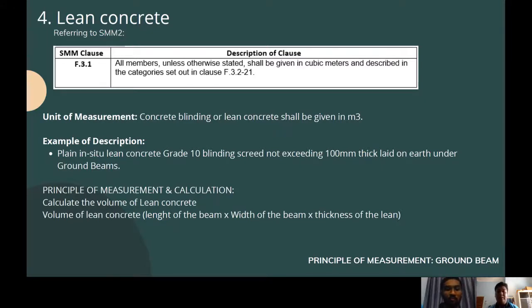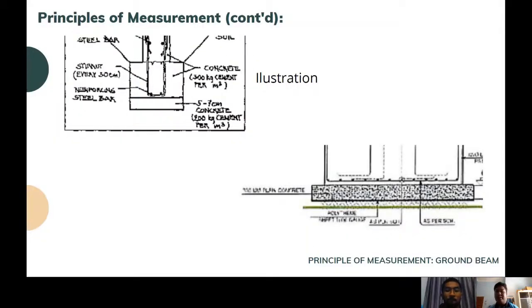So the principle of measurement and calculation is to calculate the volume of the blinding concrete, which is the length of the beam, the width of the beam, and the thickness of the blinding concrete. We multiply all of that. So this is an example and illustration of where and how the blinding concrete is used under the ground beam.